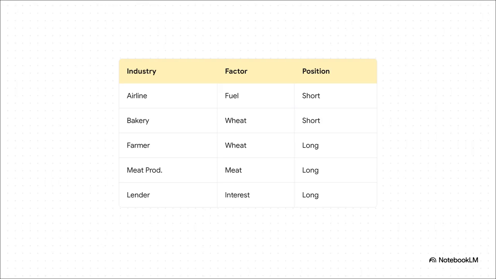An airline is naturally short on jet fuel because obviously if oil prices spike, they lose money. But look at rows 2 and 3. This is incredibly illustrative. A wheat farmer is praying for high wheat prices to boost their long position. But the baker just down the street, they're sweating over their flour budget because they are completely short on that exact same variable. If the price of wheat goes up, the bakery's costs skyrocket, resulting in a loss. Meanwhile, meat producers are long on meat prices, and financial institutions lending at variable rates are long on interest rates. It's the exact same market variables, but totally different impacts, depending entirely on the specific nature of your business.